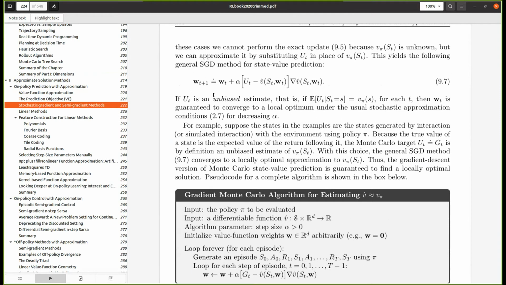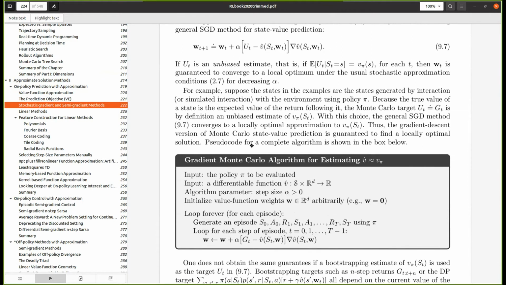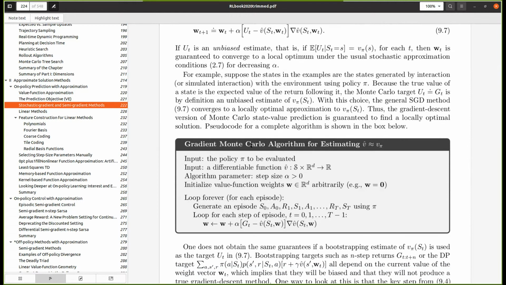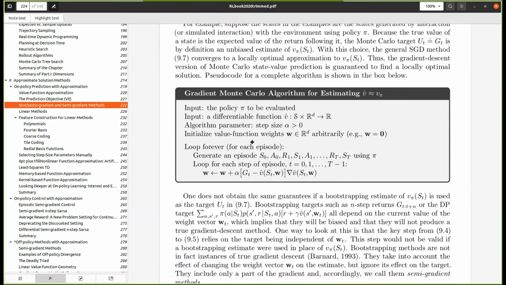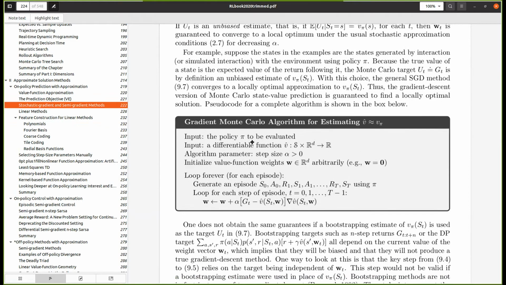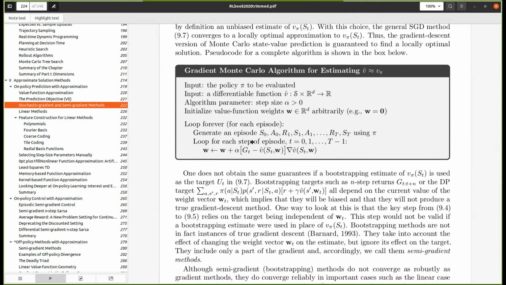Yeah, if U sub t is an unbiased estimate, we will converge. The convergence is guaranteed. But it is not always the case that U sub t is an unbiased estimate, and we will see that it's not the case for the TD methods. We are just getting to that. So it is an unbiased estimate for the Monte Carlo approach.